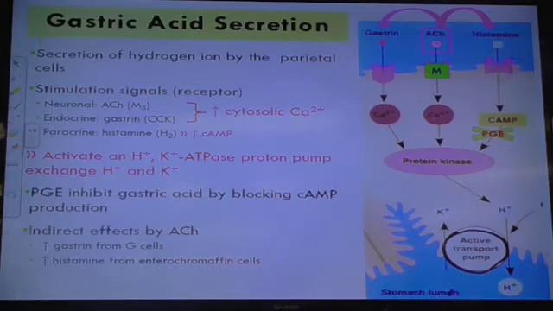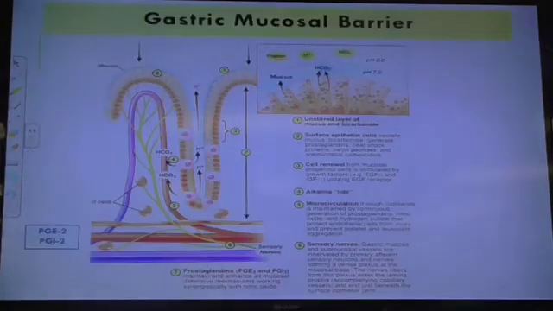And this slide is just a wrap-up of what I said in the previous one. This slide summarizes the gastric mucosal barrier. They have more than 10 mechanisms that prevent the gastric acid and digestive juice from digesting the epithelial cell. But I would like you to know which ones are important.